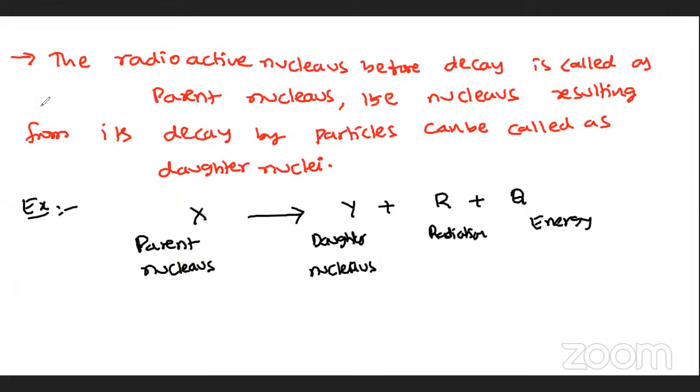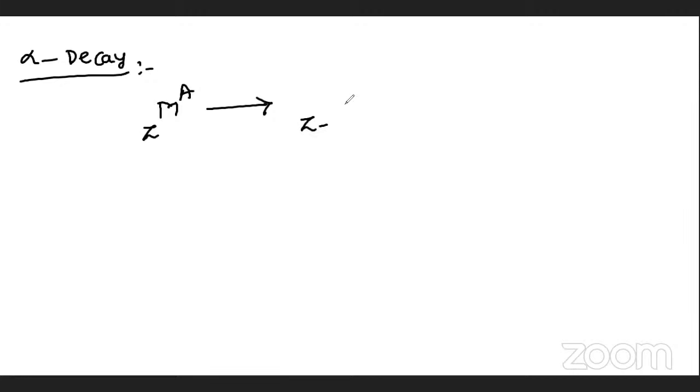Next, keep the side heading as alpha decay. Write down the reaction as M Z A gives Z minus 2. Suppose let us consider it as X, A minus 4, because the atomic number decreases by 2 units, which means the nucleus changes, plus He 2 4.